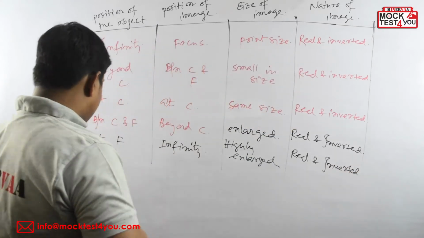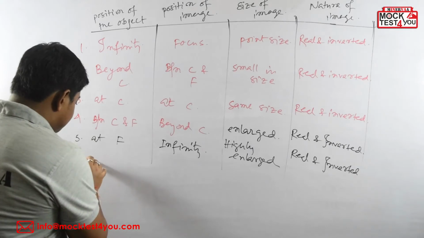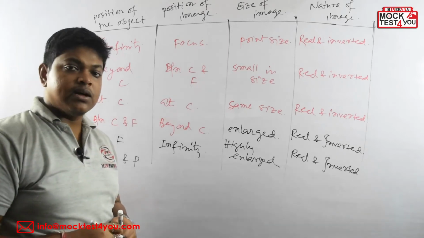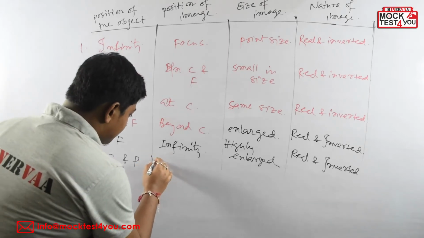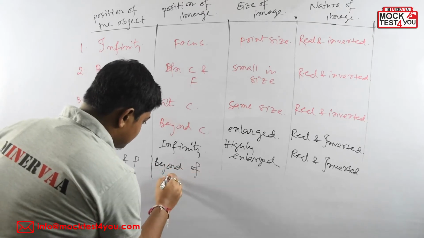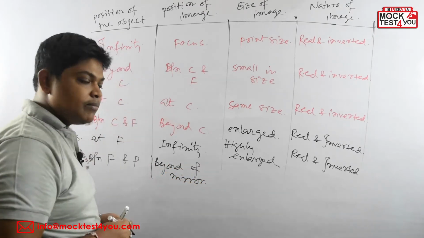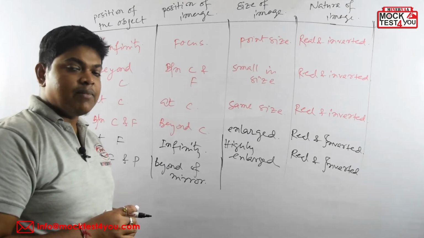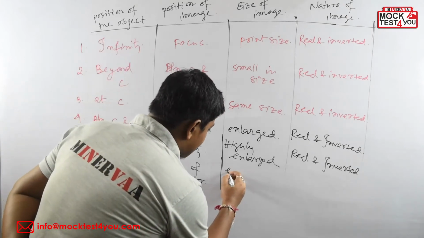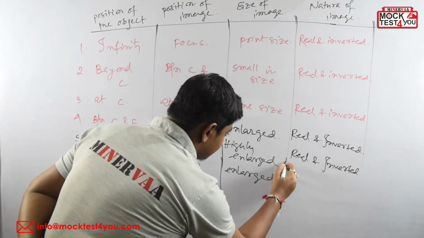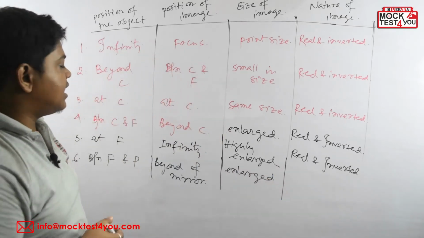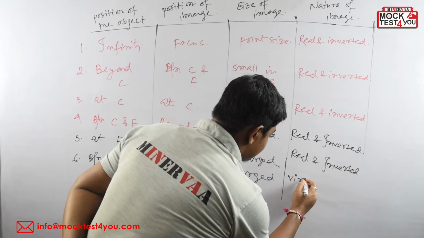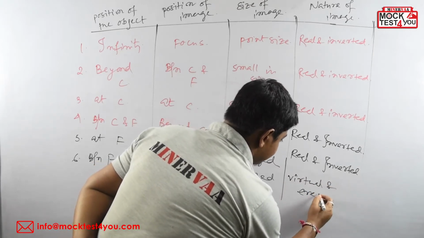In that case also. Now the last case we are just going to conclude. If you are placing that object between the focus and pole, you will get the image beyond the mirror, right? You will get the image beyond the mirror. In this case, what will be the size of that image? In this case, it will be enlarged. It will not be highly enlarged. Highly enlarged we will get in the case of focus only, right? Now, what will be the property? It will be virtual and erect.